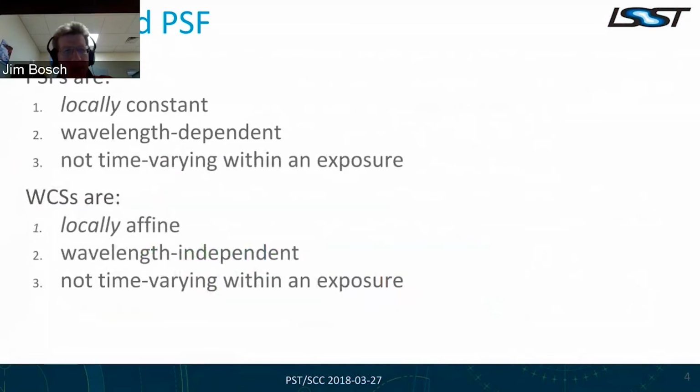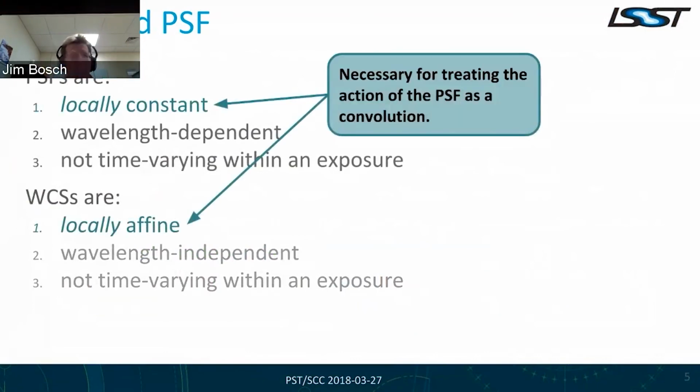So what I've said a little bit here is that PSFs and WCSs have these properties. Well, the first one is that things are locally constant, or in the case of the WCS, locally affine. And this is a really fundamental assumption. It's necessary for treating the action of the PSF as a convolution. If you don't have these two things, you can't treat the PSF as locally constant and the WCS as locally affine. You cannot treat the PSF as a convolution. And in fact, you cannot split up your WCS and PSF. It's some more complicated integral that you have to do in a much more careful way.